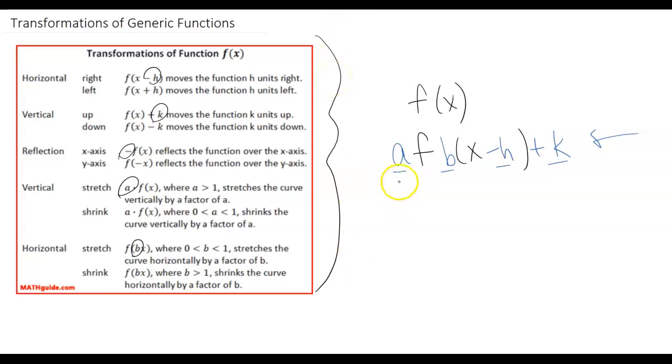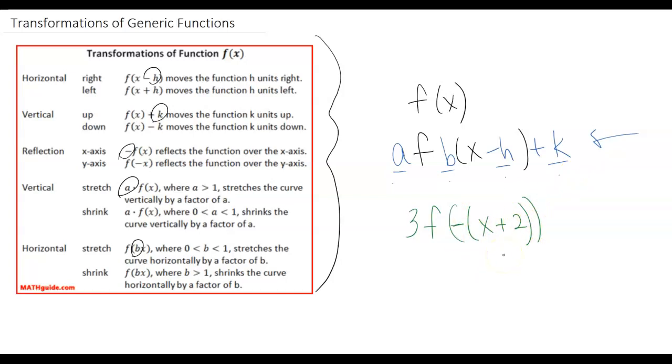And so the list, to refresh your memory, is all over here on the right. You've got your vertical stretch shrink here. You've got a horizontal stretch shrink here. You've got left, right, and you've got up, down. And so just to make an example so you can see where we're going with this, if I were to do something like 3f of negative x plus 2, something like this. I'll even put that in an extra set of parentheses.